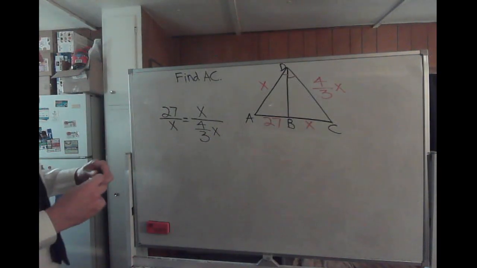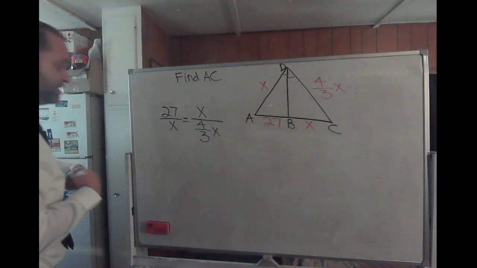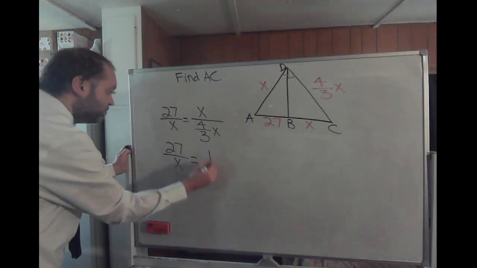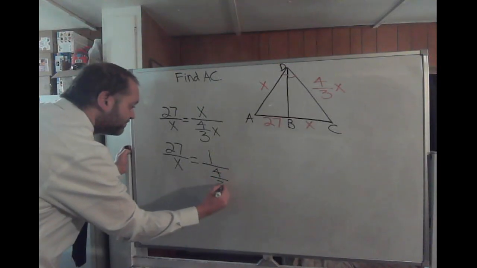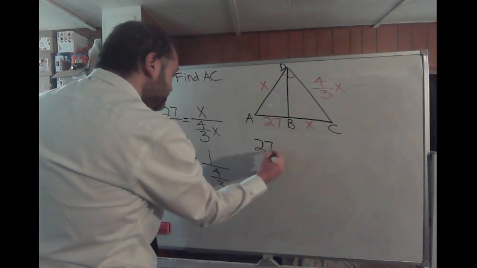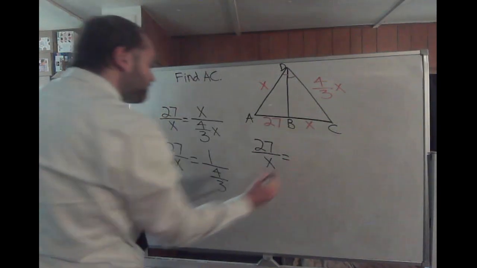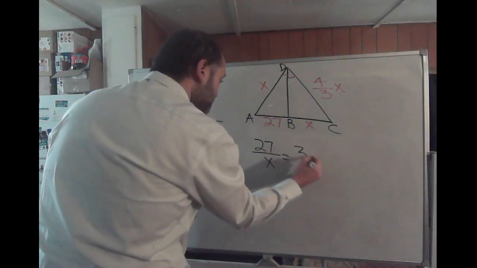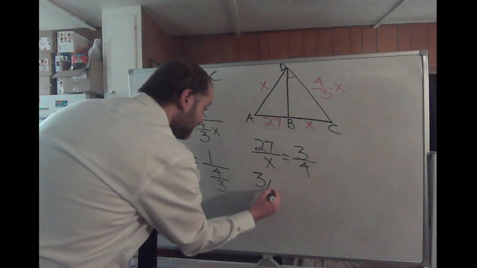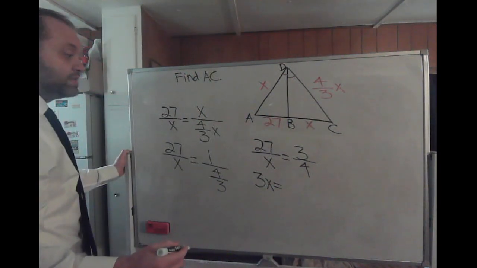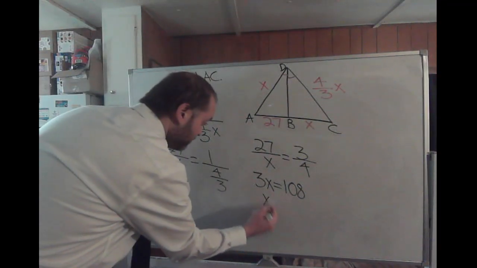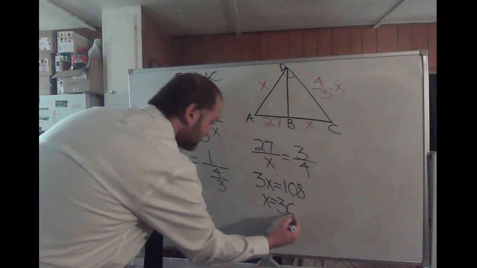Well, right away we notice on the right side, x's will cancel out in the denominator, which would give us 27 to x would be equal to 1 all over 4/3. If you have a fraction in the denominator, you just invert it. This would really give you that 27 over x is equal to 3/4. Now this is going to give you that 3x is going to be equal to 108, which then gives you that x is equal to 36.